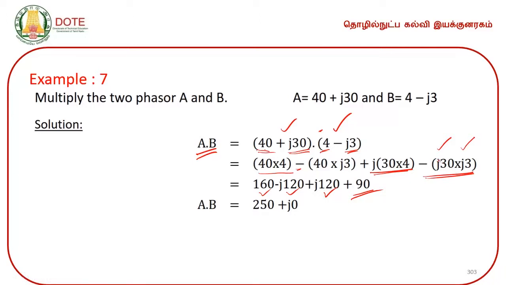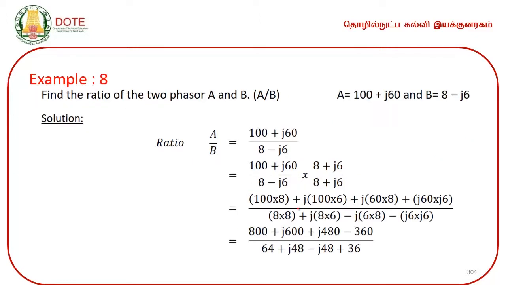In the previous slides we have seen that also. So, j into j will yield you j square, which is minus 1. That minus 1 into minus will become plus, and then 30 into 3 will be 90. Whenever you multiply two imaginary quantities, you will get a real quantity. So, 160, this minus j 120 and plus j 120 gets cancelled. So, you have a value 250 plus j 0, there is no imaginary part here.